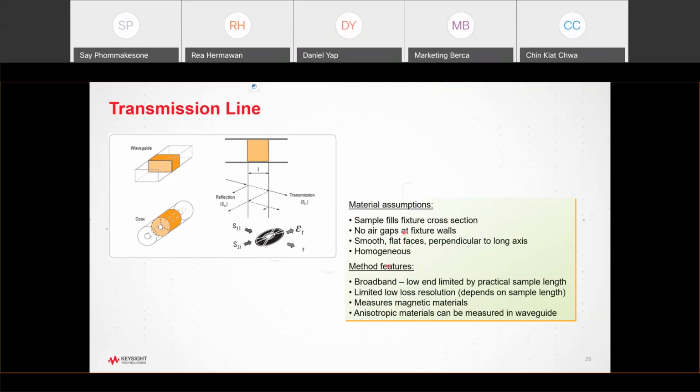Okay. So this method is broadband, from low frequency to high frequency, limited by the actual physical size of the waveguide. If the frequency is too low, the waveguide is really large, so you may not have a large enough sample to fit inside.